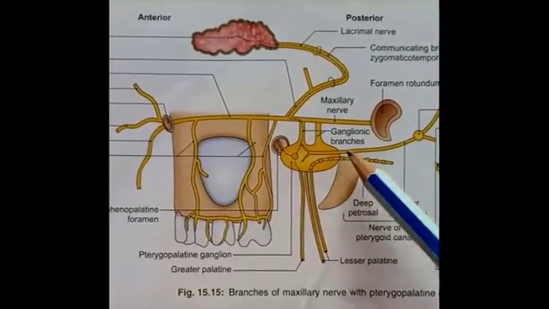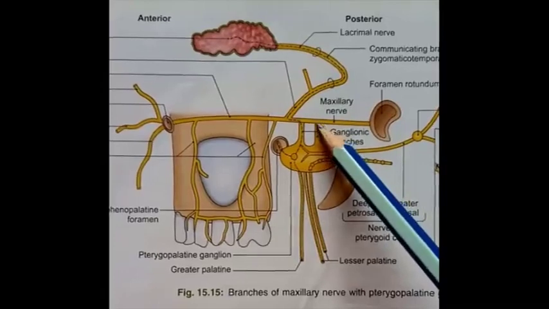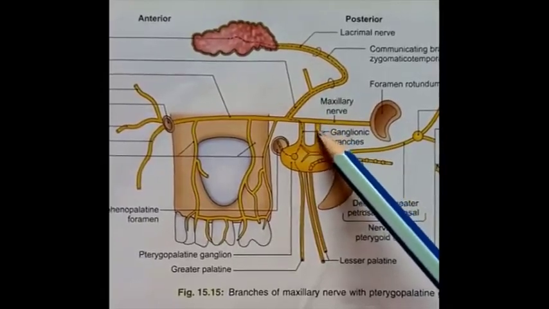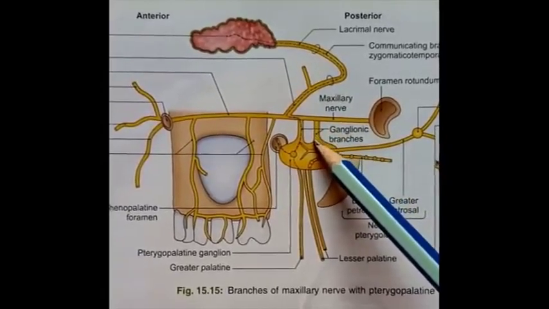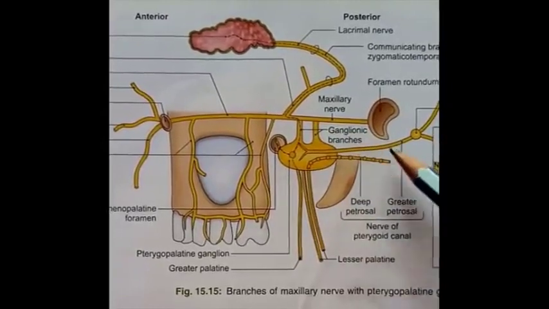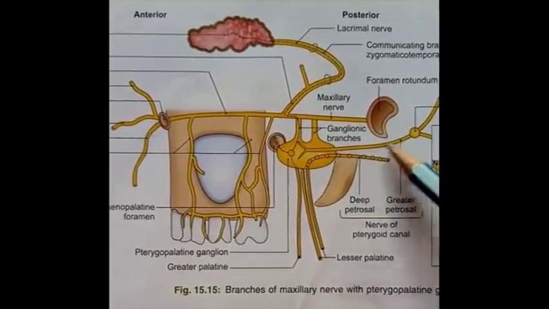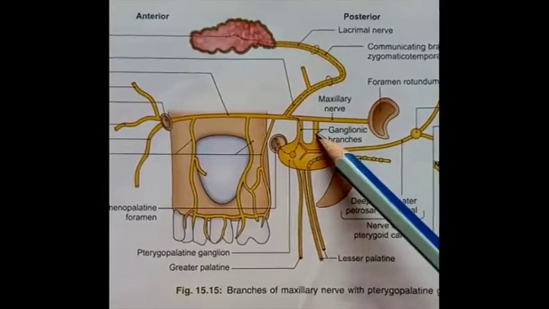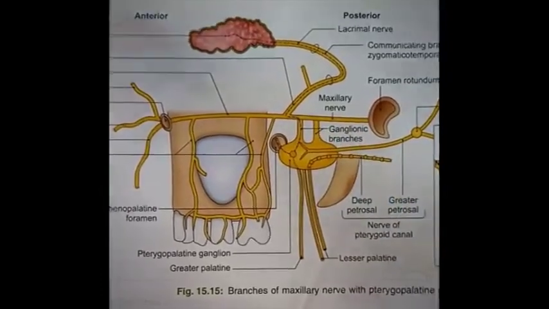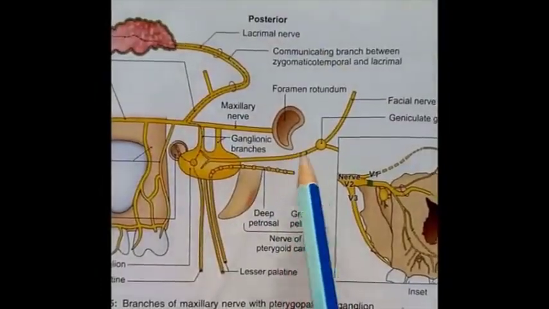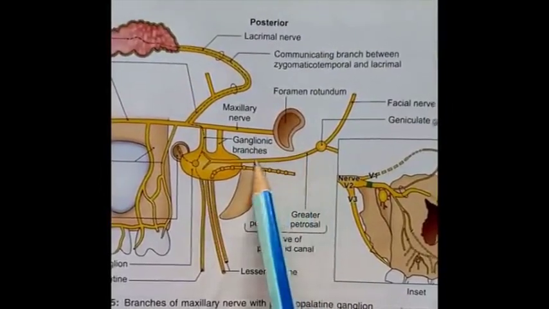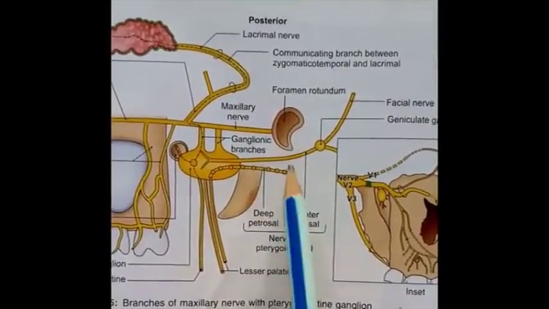And third is the sensory root. This is sensory root that is coming from the maxillary nerve. So it is formed by parasympathetic, sympathetic and the sensory root. So first is parasympathetic root. Parasympathetic root is formed by nerve of the pterygoid canal.